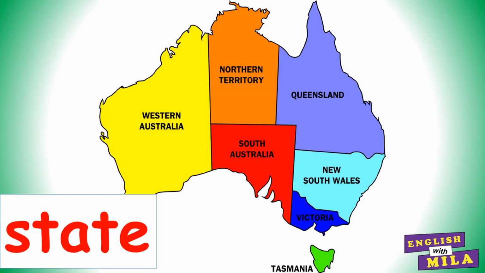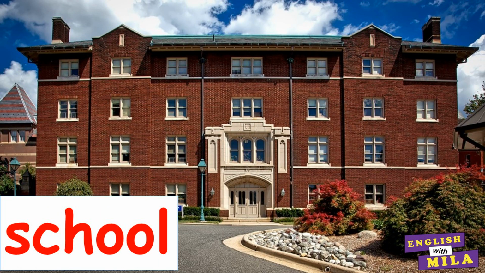Our next word is state. State. State is a part of a large country, such as Germany, the USA, or Australia. Next word is school. School. School is a place where children are educated. There are different kinds of schools: elementary, middle, high, music, dance, and so on.